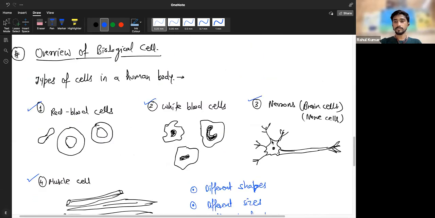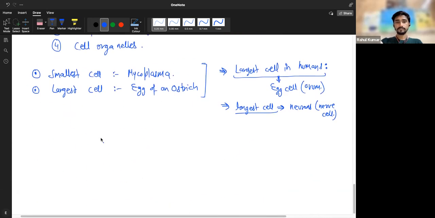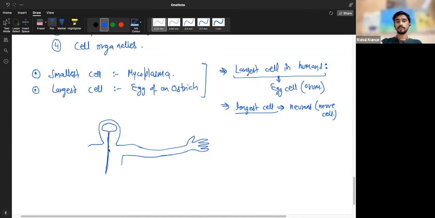So in a neuron, like I told you, this part of the neuron is called the cell body. These parts are called dendrites. And this long thing is called the axon. In a neuron. Now let's make a human, just a humanoid structure. So let's say this is the arm of a human. I'm not good with drawing, so forgive me for that. And you have the brain right here. From that brain arises the spinal cord, correct? Now, inside the spinal cord, all the cell bodies are there.